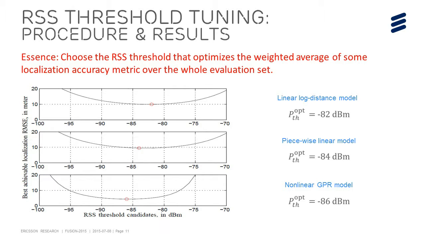Here, I won't show the math behind this optimization procedure, but this figure shows the best achievable localization root mean square error as a function of the RSS threshold P_TH for three different RSS models. It's not surprising to see the convex profile of the RMSE curves in all cases. As was explained before, too high or too low a threshold gives very little information about an unknown location.